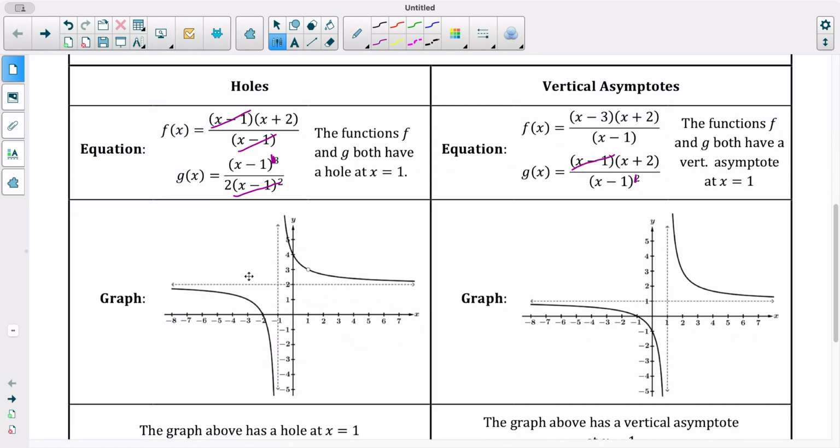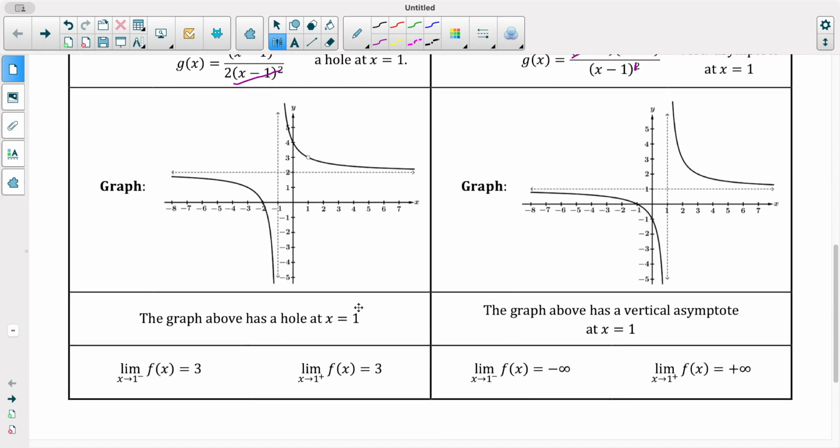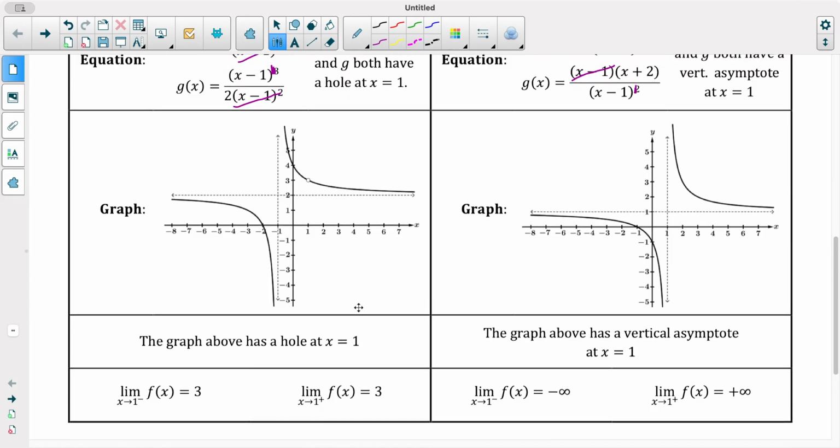Okay, so take a look at the graph. This has a hole at 1. This has a vertical asymptote at 1, right? It basically just blocks the graph from going any further. Okay. And if you take a look, when you're talking about a hole, and this actually does make a very large difference, so pay attention because we've talked about limits before.